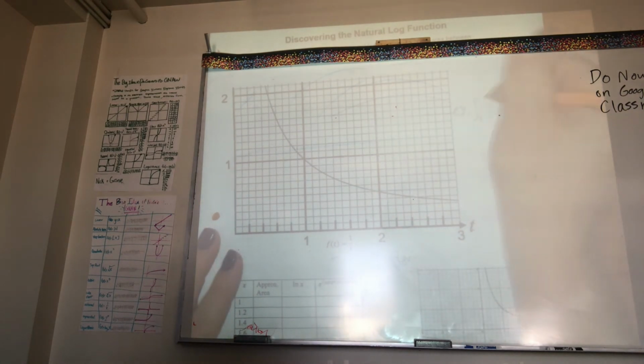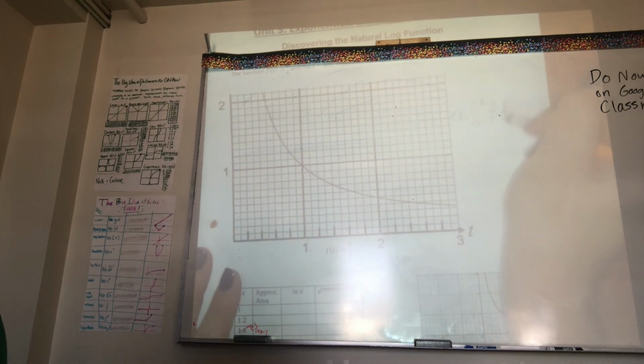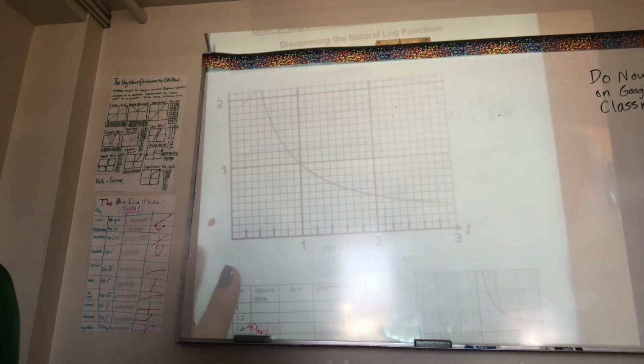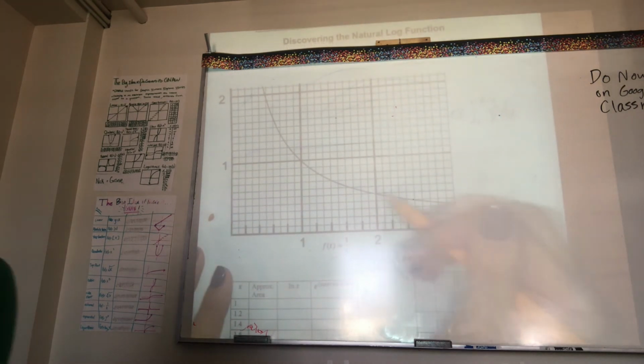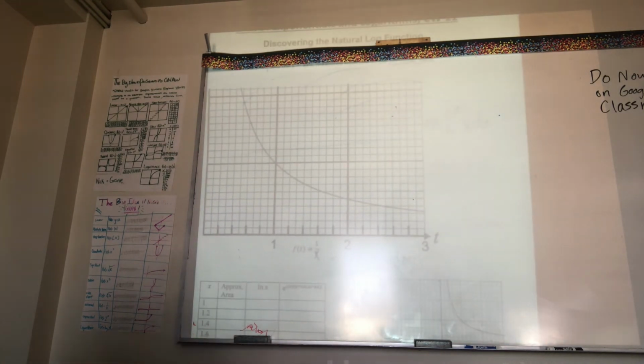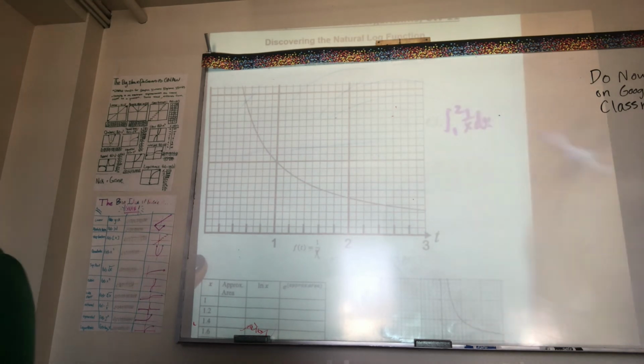Okay, so the integral from 1 to 2 of 1 over x dx. Yeah, we'll call this 1 over x. Do I want a pen? Alright. So I'm going to integrate graphically 1 over x dx.